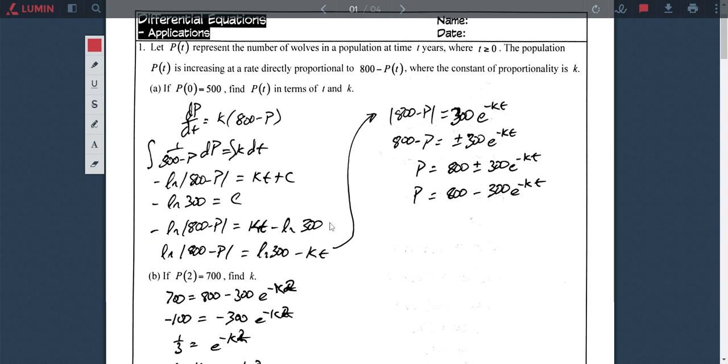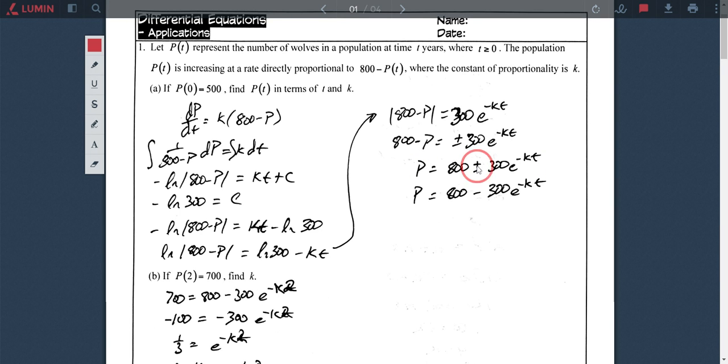So I start by distributing the negative and then get rid of the natural log, so I'm going to e both sides. So absolute value of 800 minus P on the left. On the right side, when I put the e on it, the e and the natural log of 300, so that 300 is going to move out front and leave me with negative kt in the exponent. Get rid of the absolute value by adding the plus and the minus. And then I'm going to subtract 800 and then multiply by a negative, gives me that.